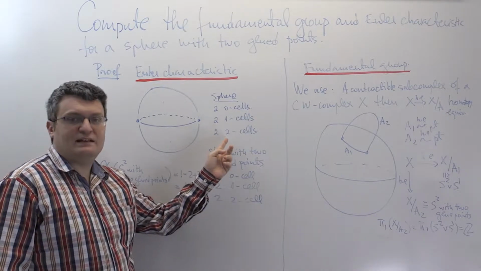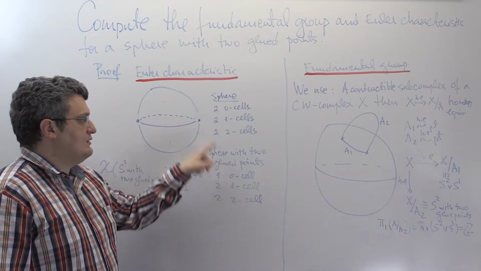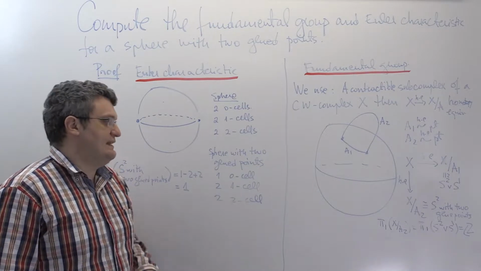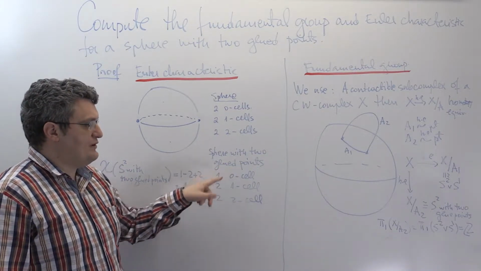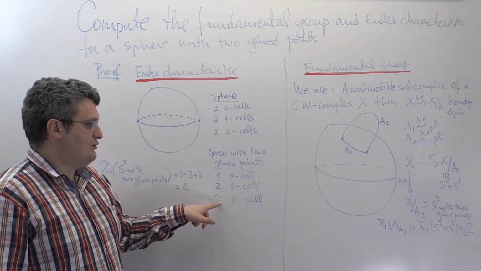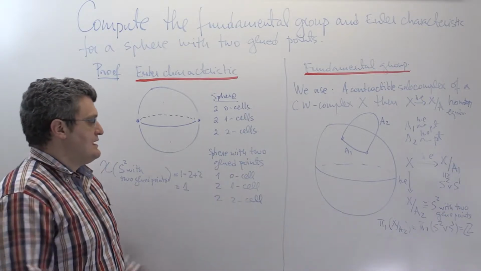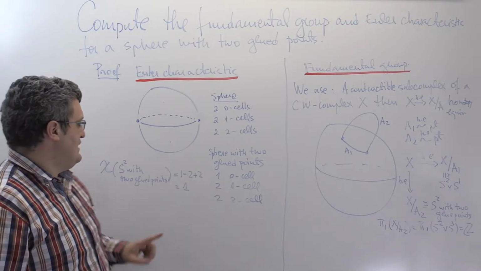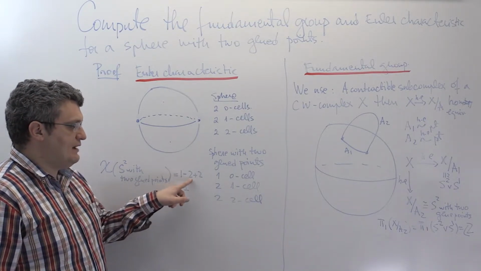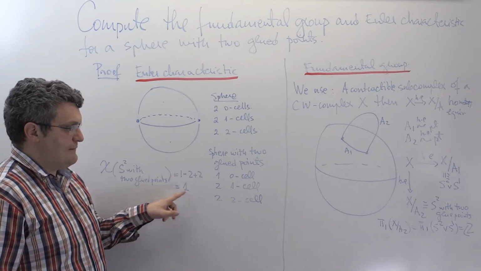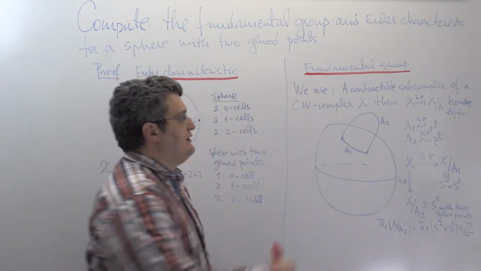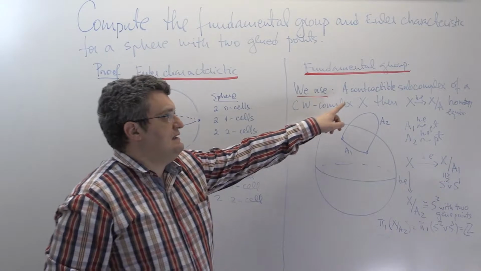But now the sphere has 2 glue points, so we glue these 2 points. So this means that we lose a 0 cell. So the sphere with 2 glue points will be 1 0 cell, 2 1 cells, and 2 2 cells. And this means that the Euler characteristic of the sphere with 2 glue points will be 1 minus 2 plus 2, which is 1. If we look to the fundamental group, we use the following theorem.